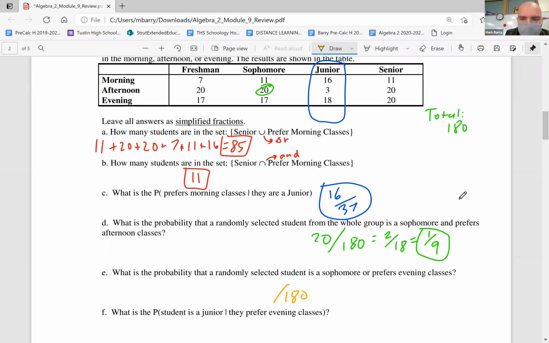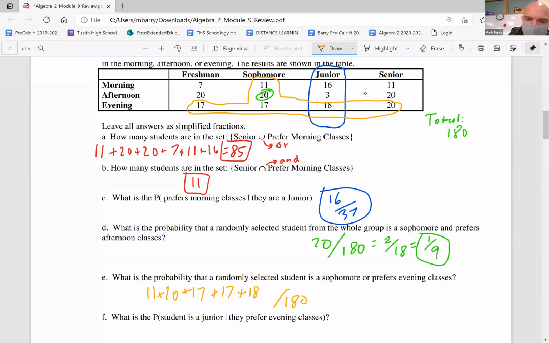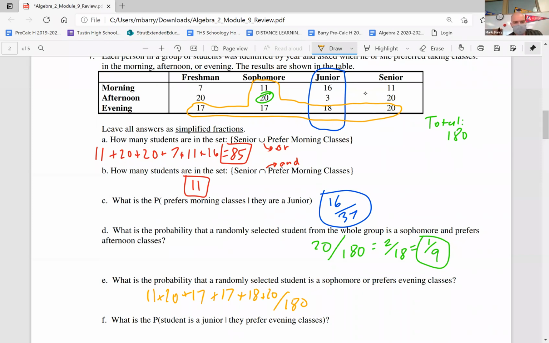All right, so what is it? Evening classes or sophomore, right? So it'd be all of these people. All right. So that is 11 plus 20 plus 17 plus 17 plus 18 plus 20. So that gives me 103 out of 180.